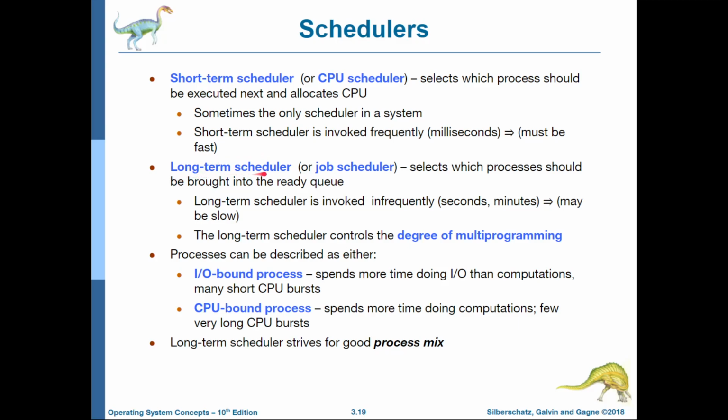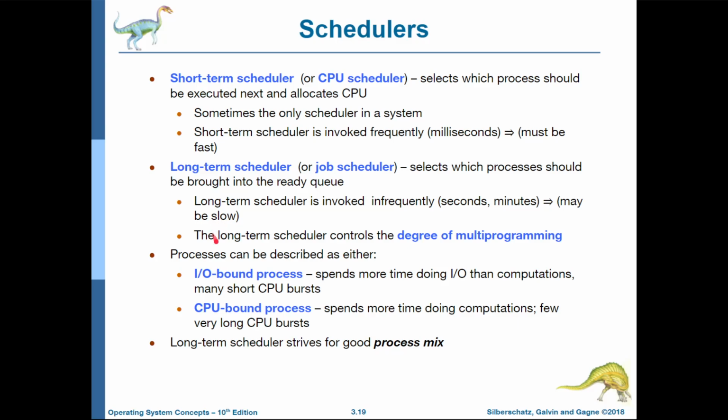There's also a concept of a long-term scheduler. In the case of long-term schedulers, this is actually deciding how processes should be managed within the various queues. Usually a long-term scheduler is more of a high-level administrative process, very infrequently executed, sometimes within the minute range, in fact, and is allowed to be slow. It can go ahead and take its time figuring out what it's going to do.